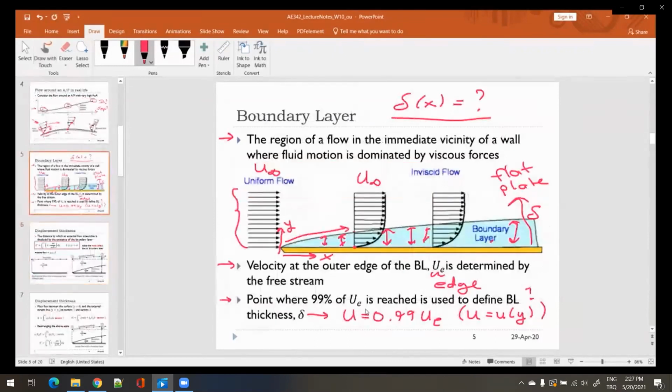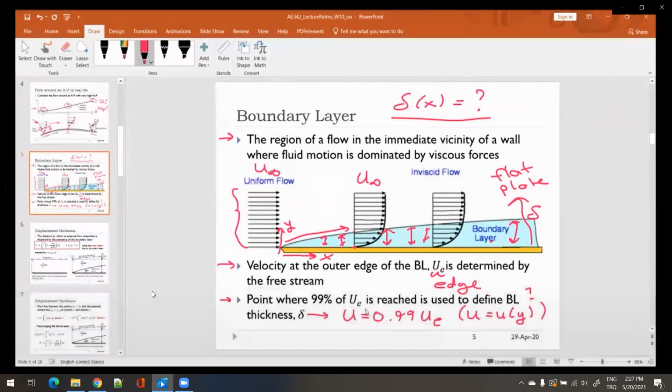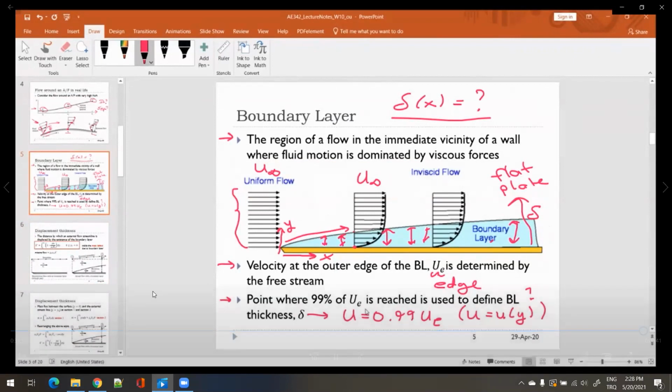Now, there are a few other length scales. Delta is the most fundamental one, the boundary layer thickness. There are a few other lengths that are of importance in aerodynamic analysis of viscous flows.